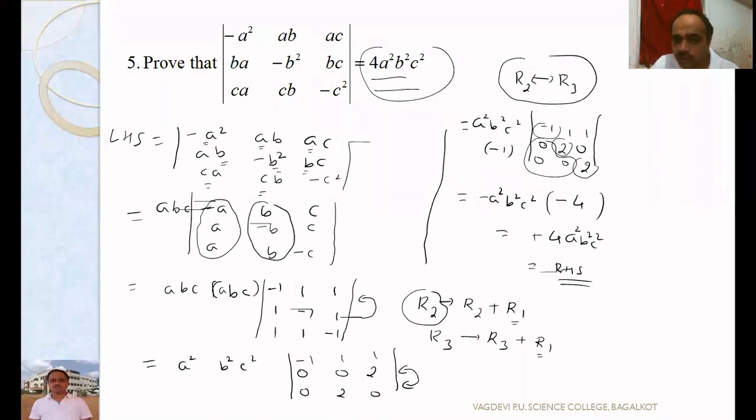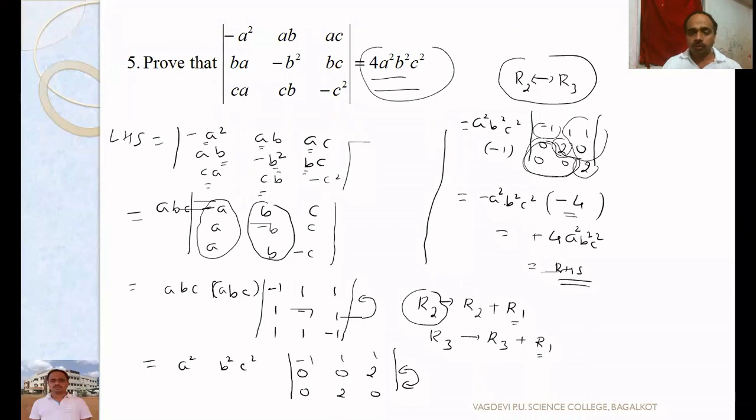Now here two rows are not identical. The elements below the principal diagonal are 0. Sometimes above the diagonal may also be 0. It's called a triangular matrix, or determinant of a triangular matrix. You can call it a triangular determinant. For a triangular determinant, you just have to multiply the diagonal elements, and you will get the value of the determinant directly. You need not expand. So that is the answer: 4a square b square c square. Is it clear?